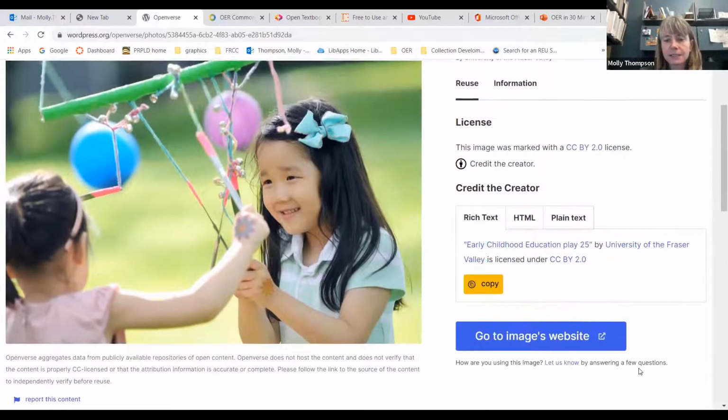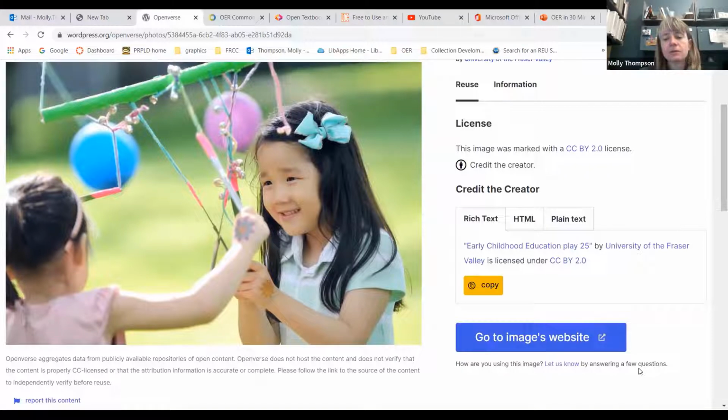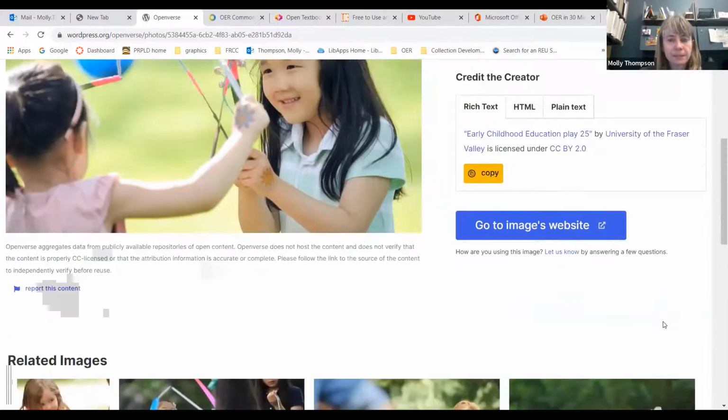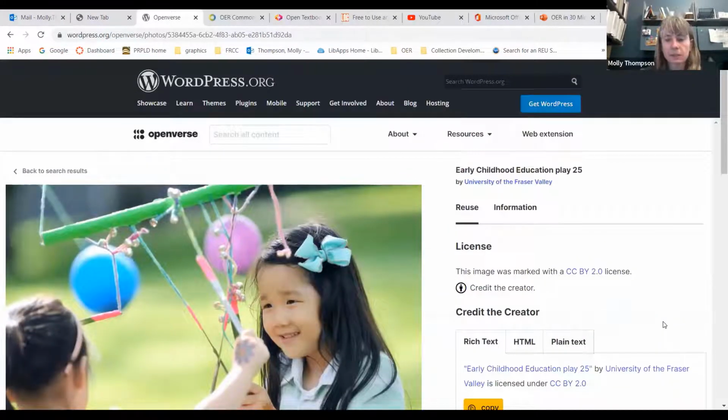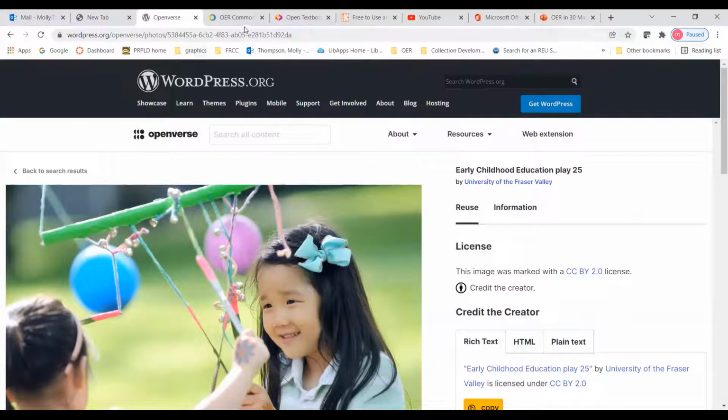They also suggest that you go to the image's website so you can verify for sure that it does have this license. That's always a good practice, just to double check, especially if you are using it in your OER. So that is OpenVerse. Victoria, did I forget anything about that? Nope, not that I can think of.